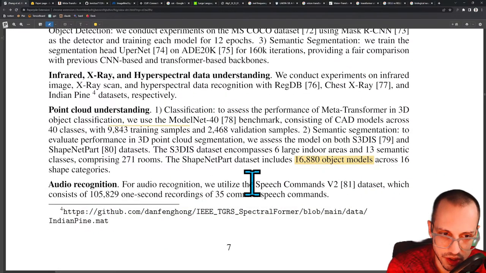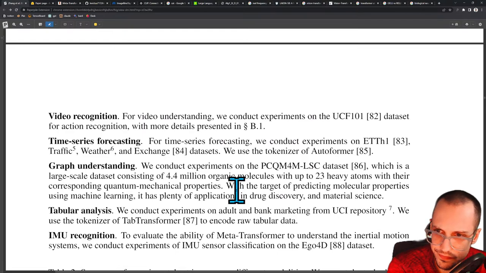We utilize the Speech Commands V2, which has 105,000 one-second recordings. For video understanding, they use UCF-101. For time series, they have ETTh1. What is a time series forecasting dataset? We use the tokenizer of Autoformer.